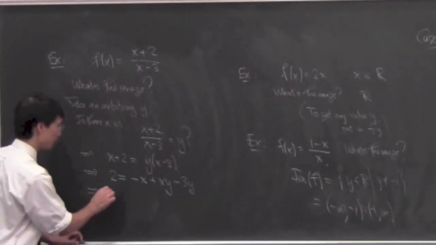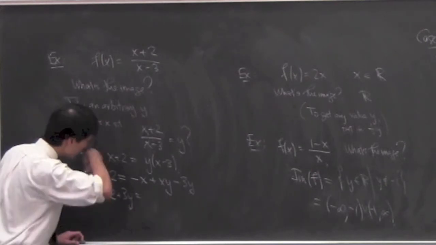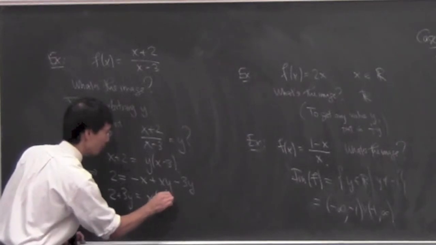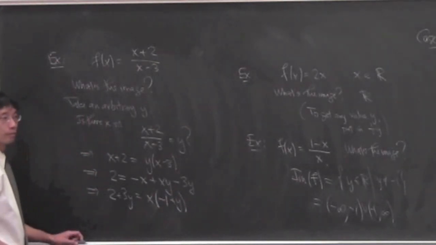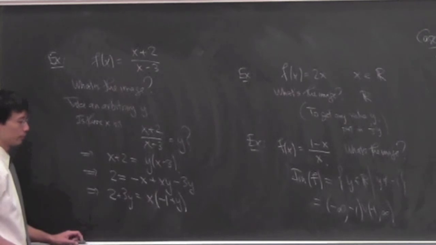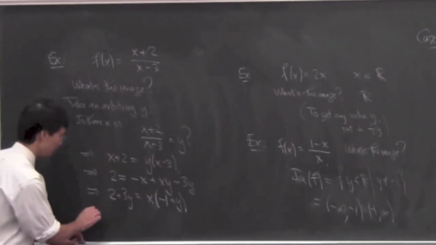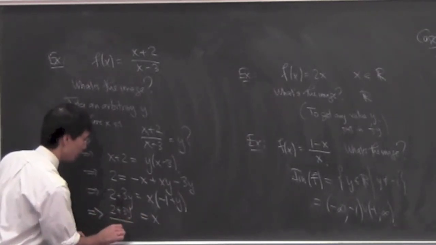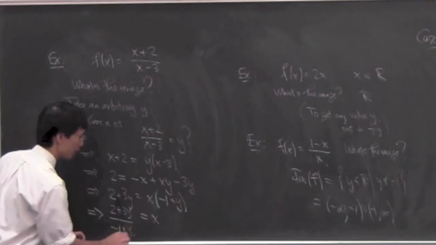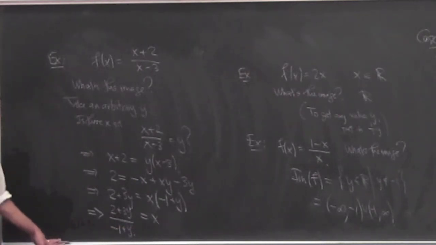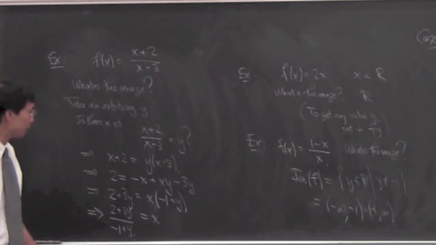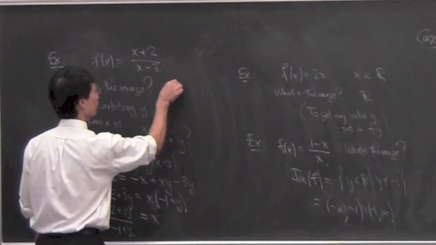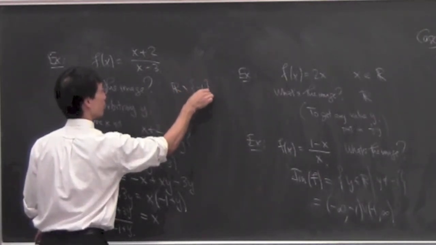We add 3y to both sides. 2 plus 3y equals, why don't you factor the x out of this one? x times y minus 1. Divide it, and we get x would have to be 2 plus 3y over y minus 1. So the answer is that we can get everything except for y equals 1. So the image is all of R excluding 1.